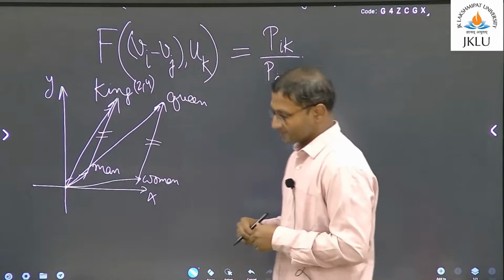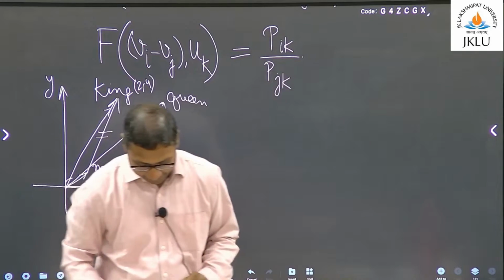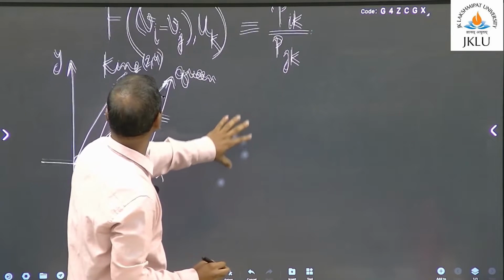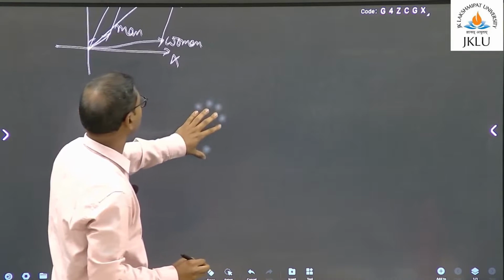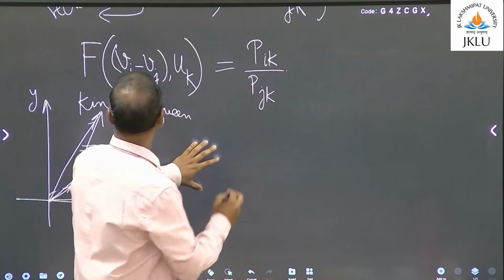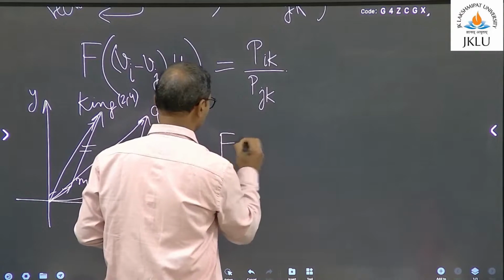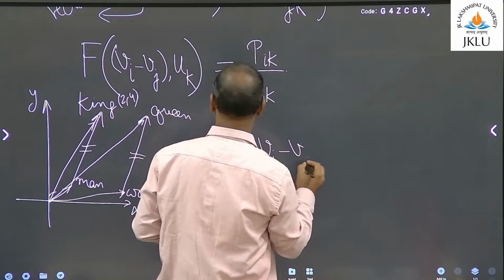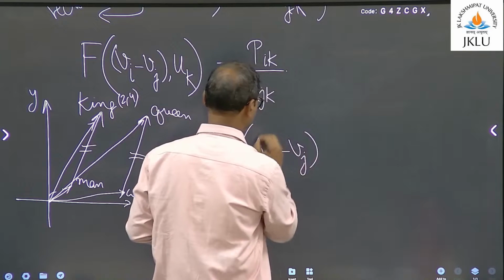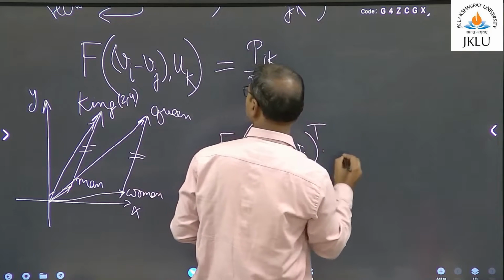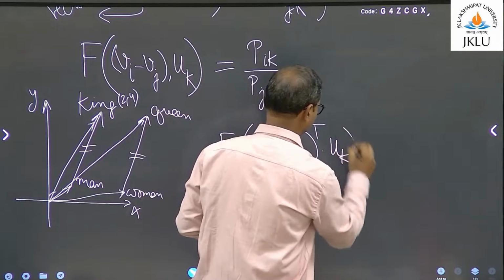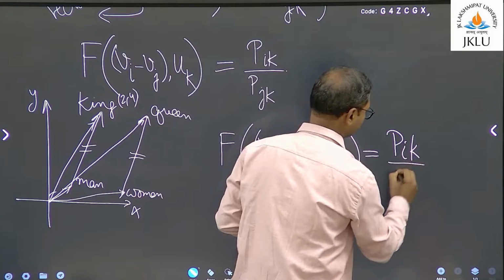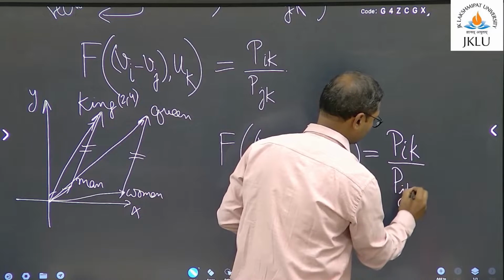So this is excellent. So what they say is, what we do, let me just write here. f of (vi minus vj) transpose uk is equal to Pik by Pjk.